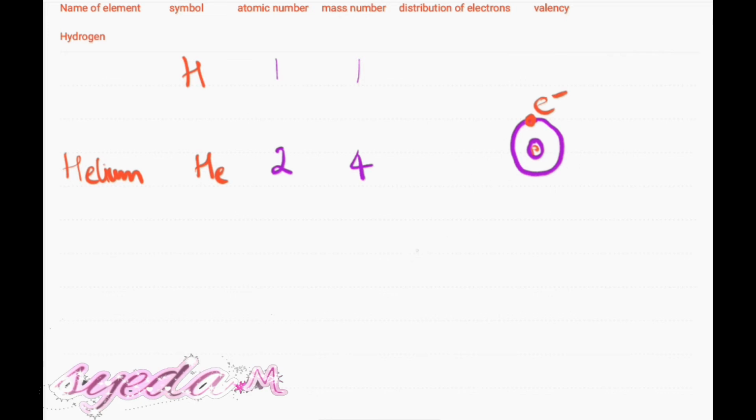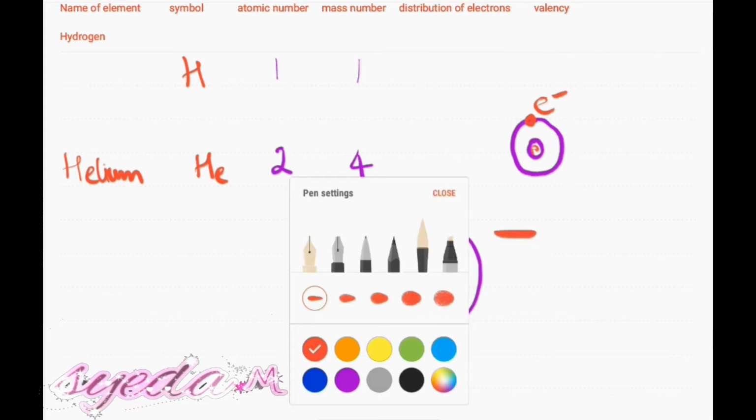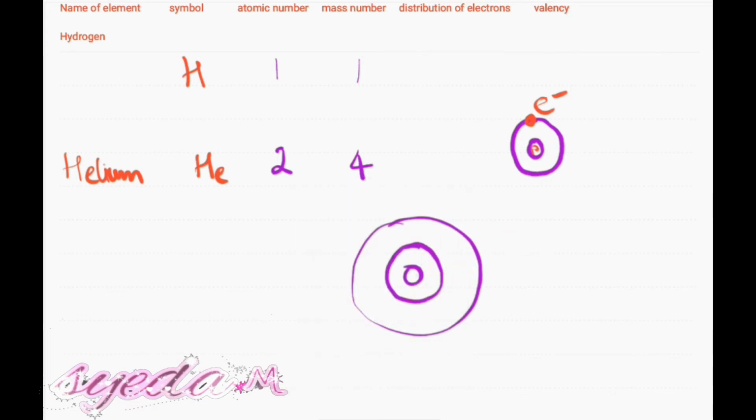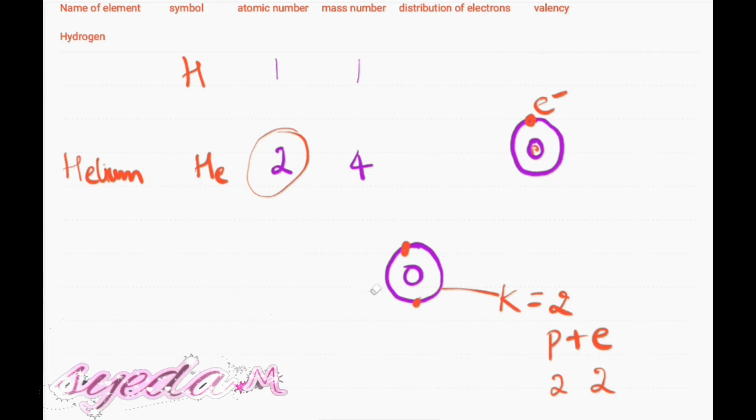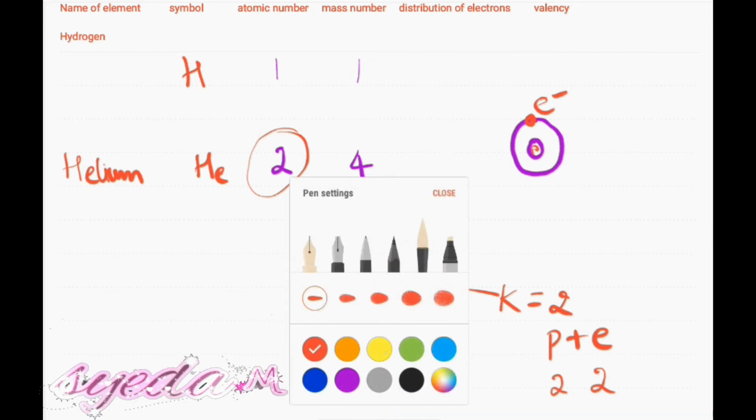So for helium, you see, it should have 2 electrons. The capacity of the first shell is how many electrons? 2. So this K shell will take a maximum of 2 electrons. If you see the structure of helium, it has 1 ring, and both electrons are in the first shell. Now how are we going to write the electronic distribution in this case?